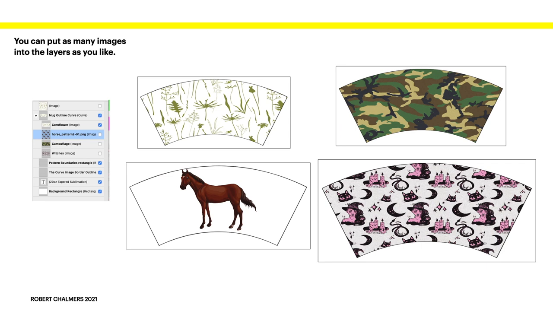Now there's a set of four. You can put as many image layers as you like in there. I've got the cornflower image in that layer there. The top one is the cornflower image, and that's the one that's selected. The horse, the camouflage, and the witches are in the layers, and they're in the project, but they're not selected. So normally you can't see them. So you select the one you want, and there they are.